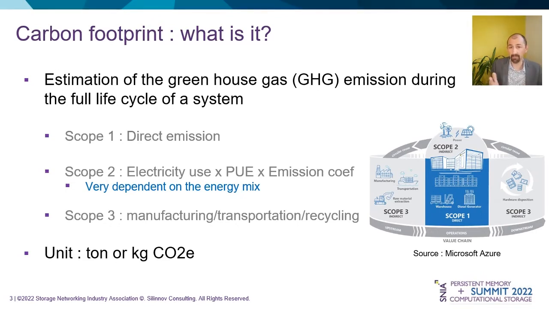The Scope 3 is the most difficult part to estimate. It is also an indirect emission, like the Scope 2, related mainly to the manufacturing, transportation, and the recycling phases of the product life in the lifetime. The manufacturing part is the most important due to the high level of energy required by the semiconductor industry for the chip manufacturing process.